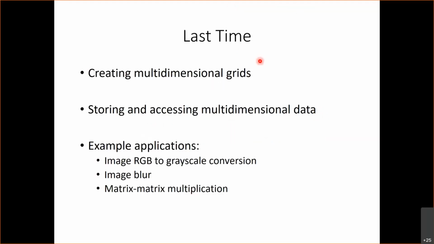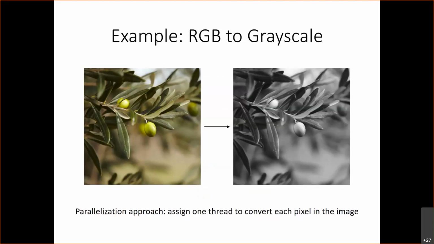Last time, we looked at how to create multidimensional grids, how to store and access multidimensional data, and we did three examples throughout the lecture of writing data parallel code that manipulated two-dimensional data. Our first example was converting an RGB image to a grayscale image, and we said that a straightforward parallelization approach was to assign one thread for every pixel in the image to be responsible for generating that pixel from the corresponding RGB pixel.